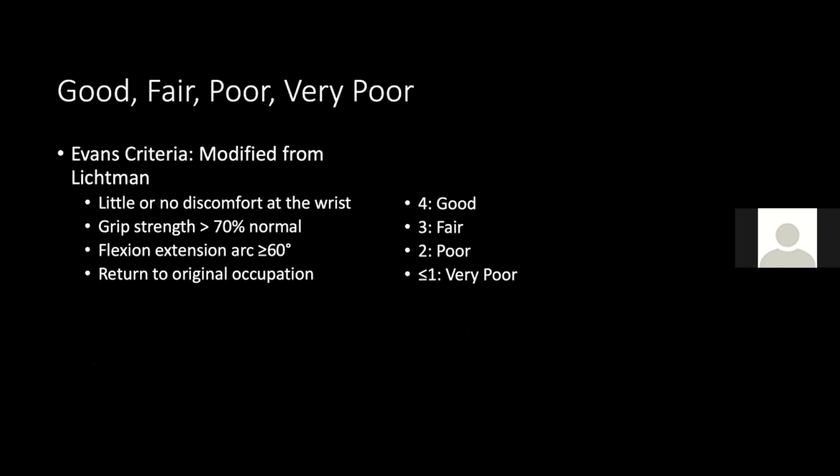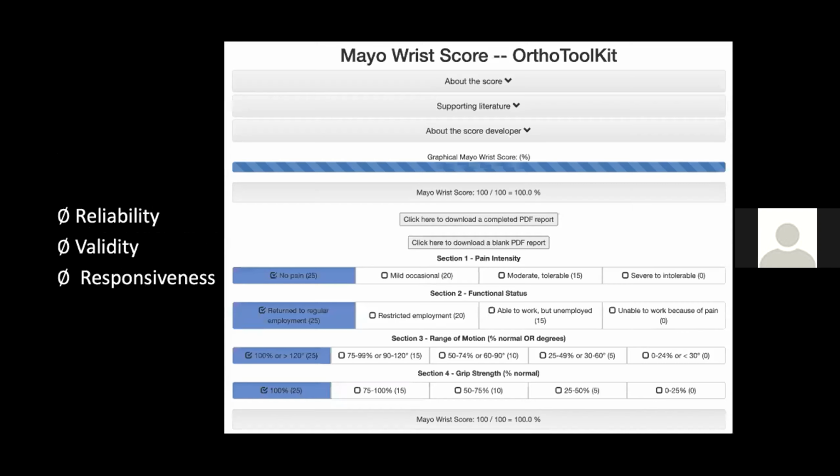In addition, many of the studies will report results as good, fair, poor, and very poor. These outcomes are based on the Evans criteria as modified from Lichtman. And in this measure, patients are assessed using their level of pain, grip strength, and range of motion, as well as whether patients are able to return to their original occupation. While relatively simple, the criteria may vary based on occupation and lack strict criteria for the pain component. So ultimately, I'd argue that this is a relatively outdated form of assessment.